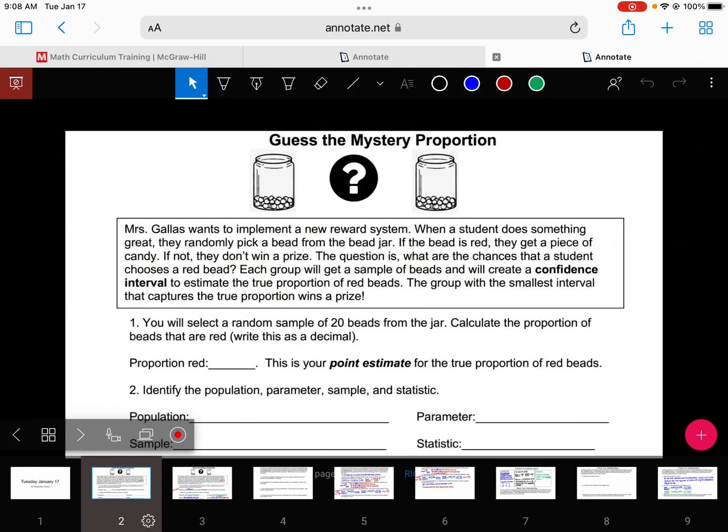All right, so that is going to be your point estimate for the true proportion of red beads. I want to identify the population, the parameter, the sample, and the statistic. What is the population in this example? All the beads. Population is going to be all the beads in the jar.